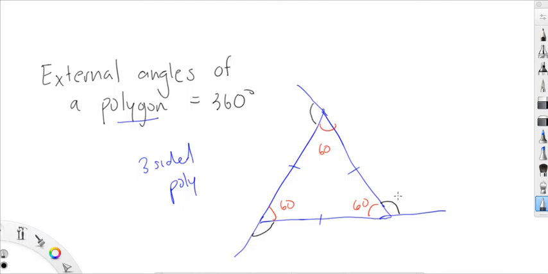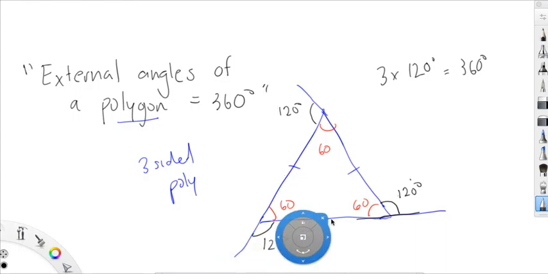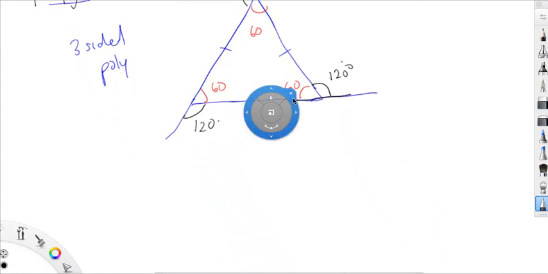Yeah. This angle here will be 120 degrees. Angles on a straight line. That's obviously the same. That's going to be the same. If you go 3 lots of 120 degrees, these are all the external angles on the outside. It's 360 degrees. Yeah, so this is the other rule. External angles of a polygon equal 360 degrees. Let's try one more shape.